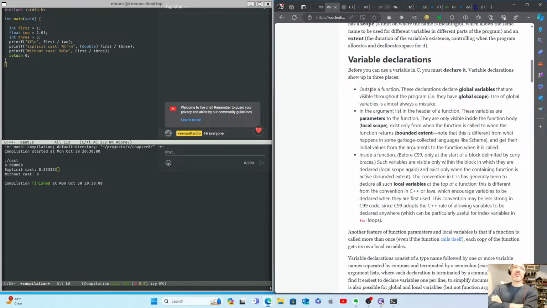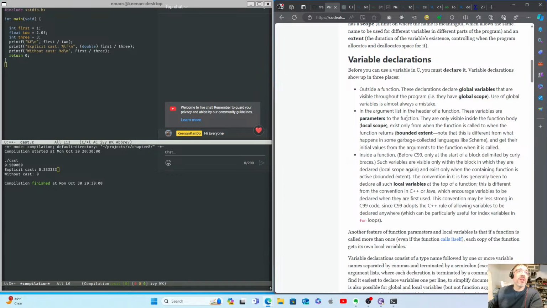Variable declarations. Before you can use a variable in C, you must declare it. Variable declarations show up in three places. Outside a function, these declarations declare global variables that are visible throughout the program, i.e. they have global scope. Use of global variables is almost always a mistake. In the argument list in the header of a function, these variables are parameters to the function. They are only visible inside the function body. Local scope exists only from when the function is called to when the function returns. Bounded extent. Note that this is different from what happens in some garbage collected languages like Scheme, and they get their initial values from the arguments to the function when it is called.